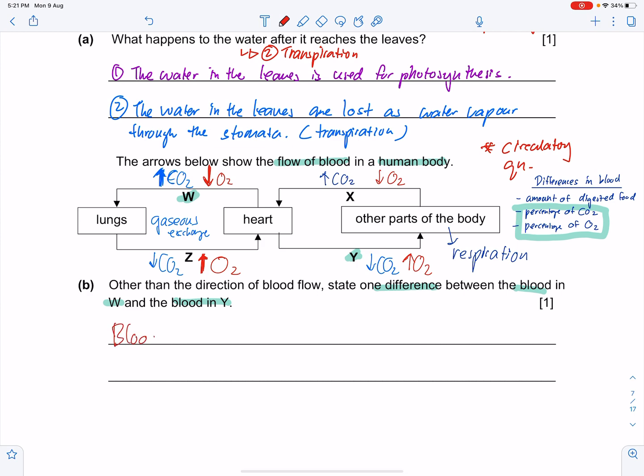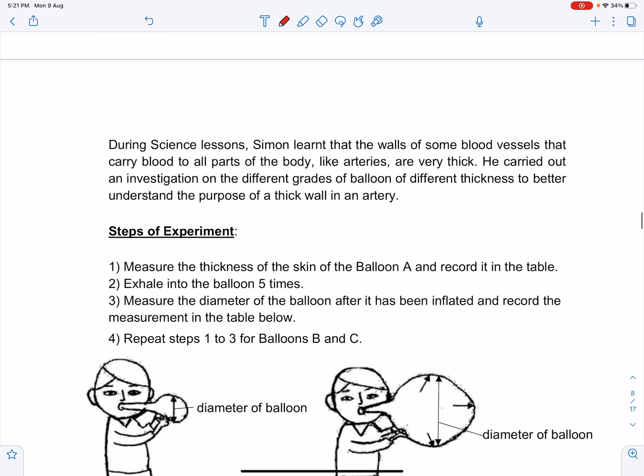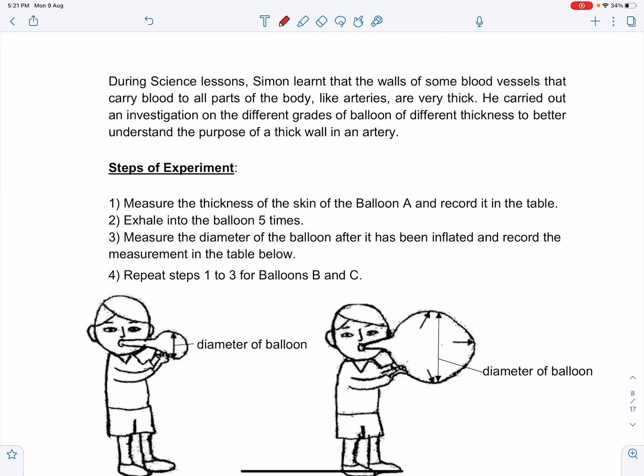So I will say that blood in W is poor in oxygen, but blood in Y is rich in oxygen. Okay, the words poor and rich are just common terms used to describe the relative amount of gases in comparison.